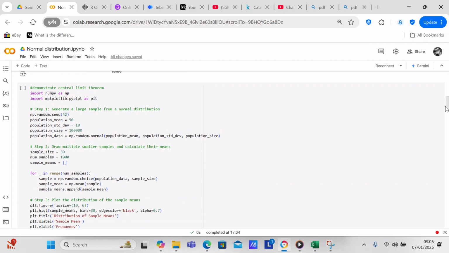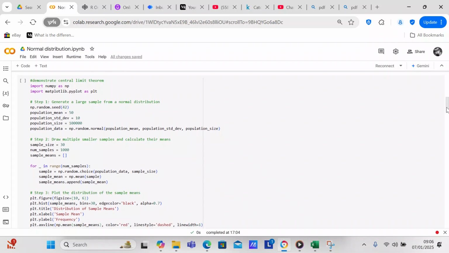Now we're going to talk about the central limit theorem, because the central limit theorem is based on the normal distribution. The central limit theorem states that it doesn't matter what the distribution is. If you have a lot of distributions, the means of all of those distributions are going to make a normal distribution. So we're going to create a normal distribution using the central limit theorem to prove the central limit theorem.